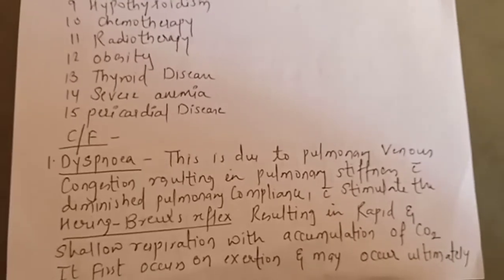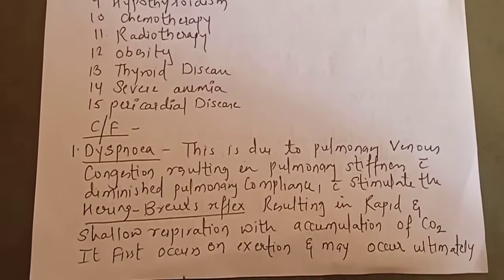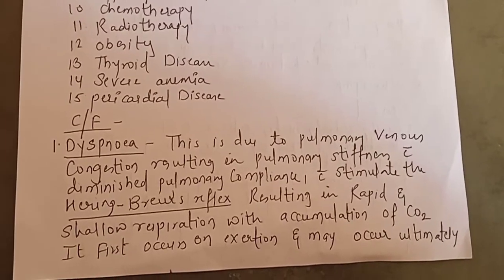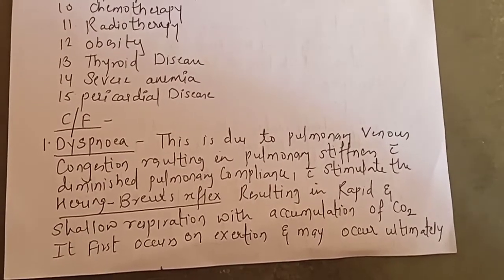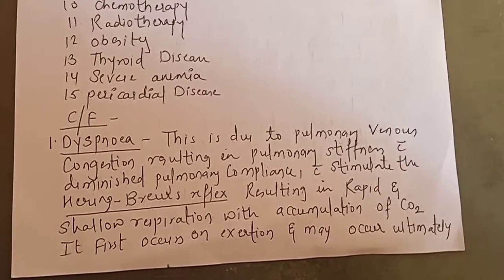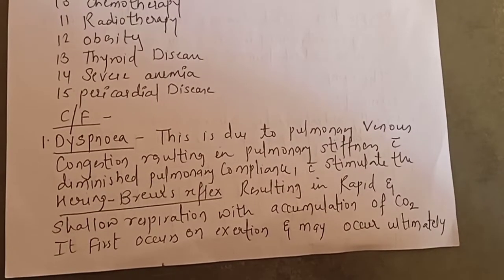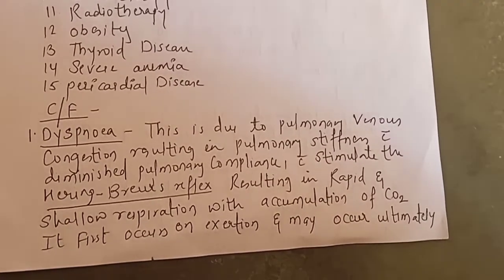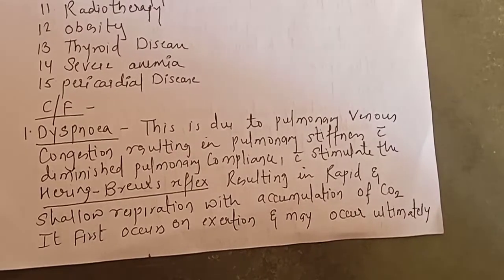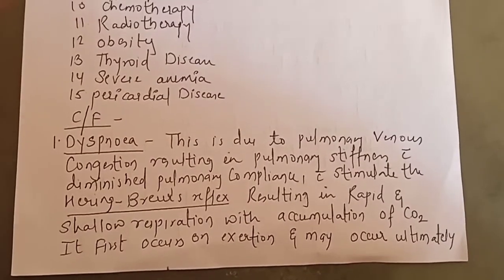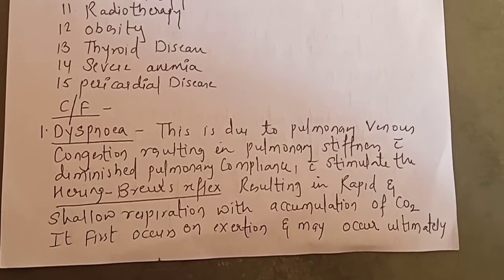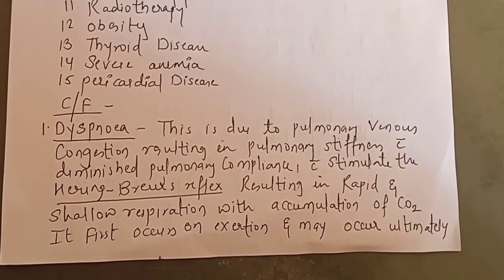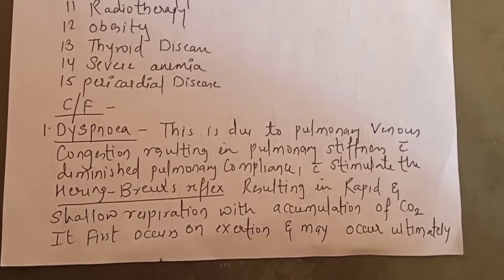Now let's see the clinical features. What we will see first is the most common, dyspnea. This is due to pulmonary venous congestion, resulting in pulmonary stiffness, pulmonary means lungs, with diminished pulmonary compliance, which stimulates the Hering-Breuer reflex, resulting in rapid and shallow respiration with accumulation of carbon dioxide. If the blood is not getting out, there will be accumulation of carbon dioxide, because there is difficulty in breathing. So because of accumulation of carbon dioxide, this will result in rapid and shallow respiration.